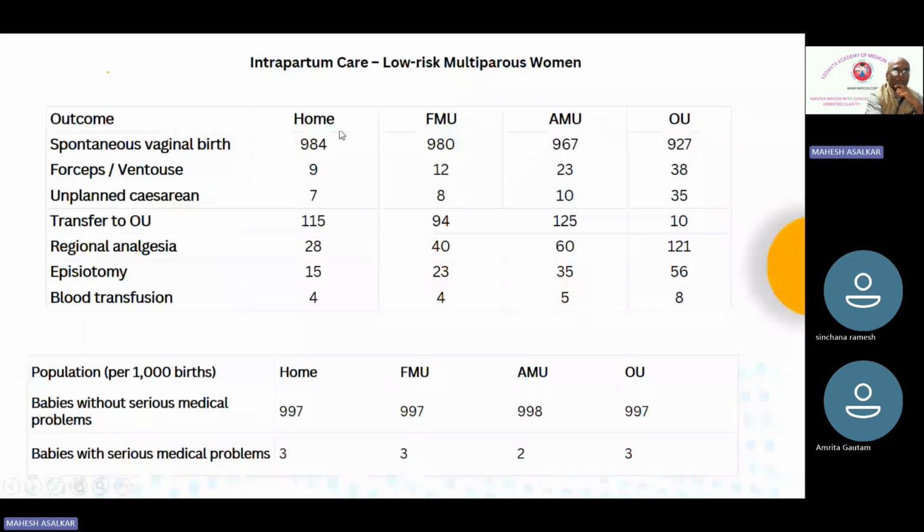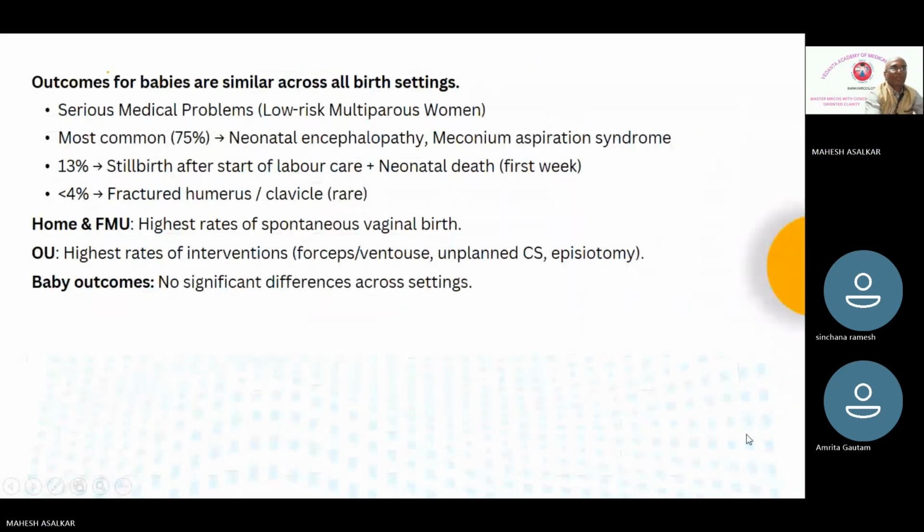But if you see, the spontaneous vaginal birth is highest at home. Same here, also comparable, but here it is comparatively less. But the intervention rate is high. So outcome for babies is similar across all birth settings.